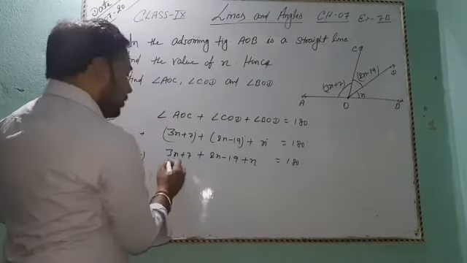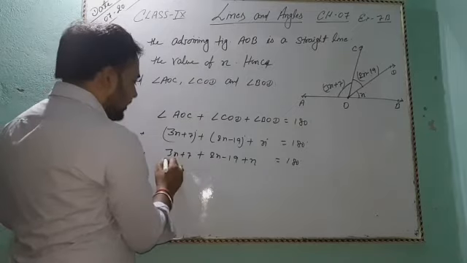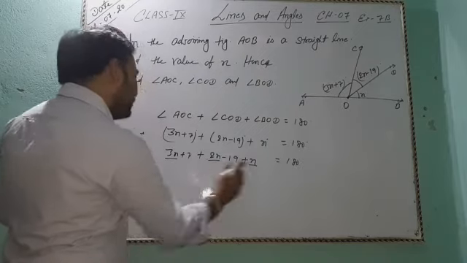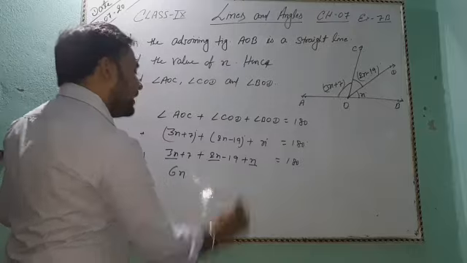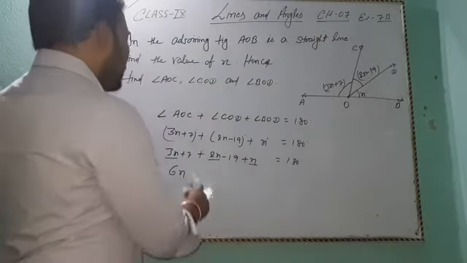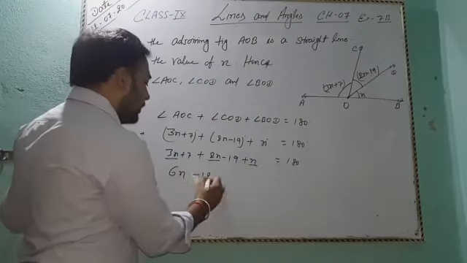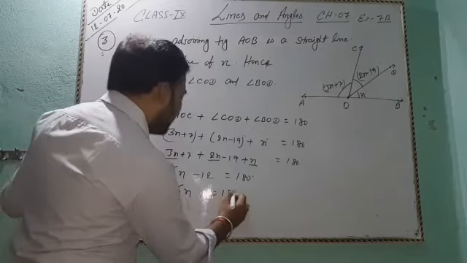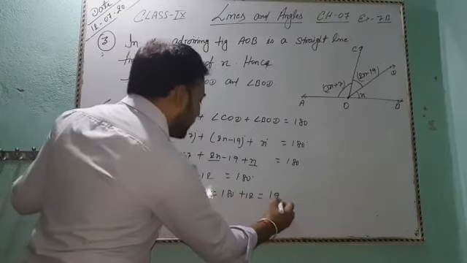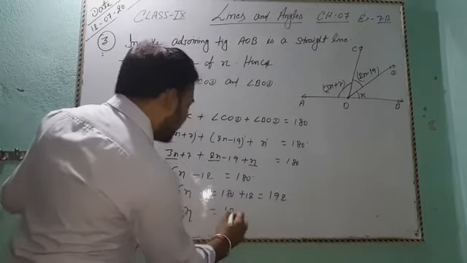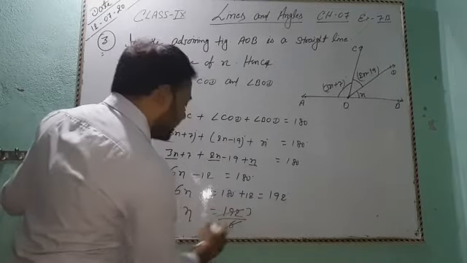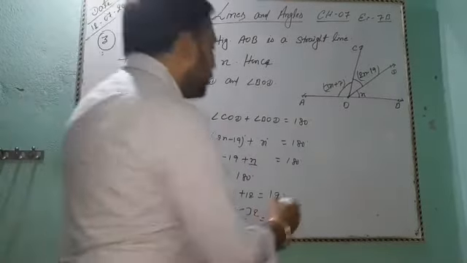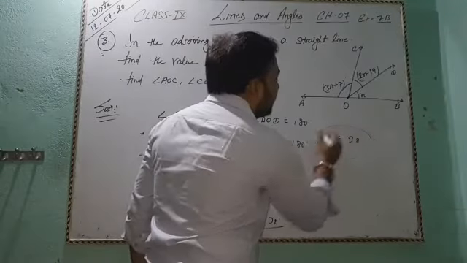Now add the x terms: 3x, 2x and x make 6x, and plus 7 and minus 19 equals minus 12, equals 180 degrees. So this implies 6x equals 180 plus 12, equals 192 degrees, and x equals 192 by 6. 6 threes are 18 and 6 twos are 12. So the value of x equals 32 degrees.